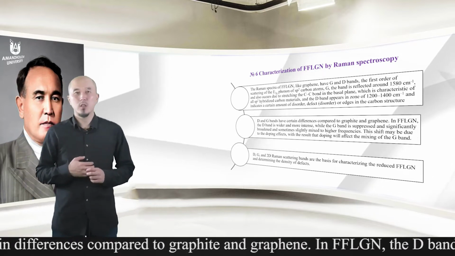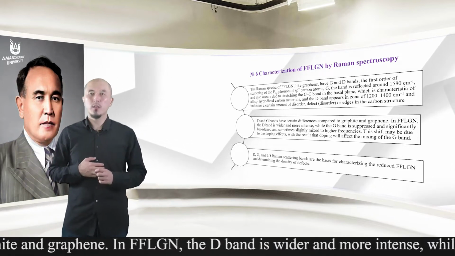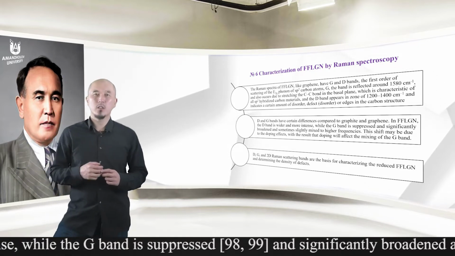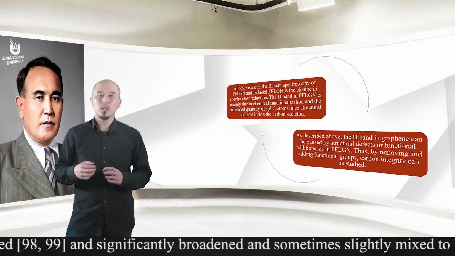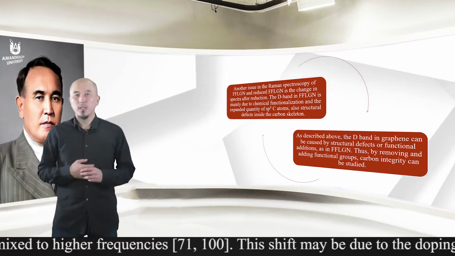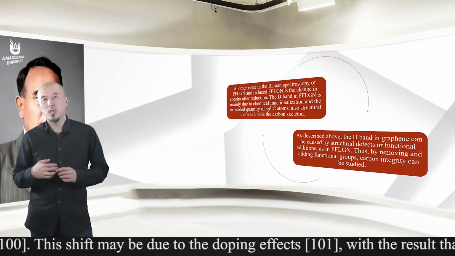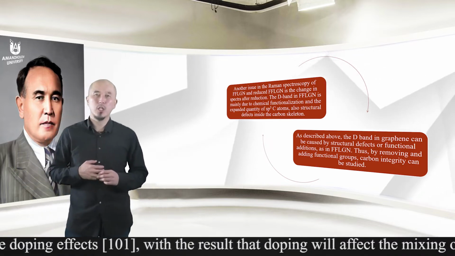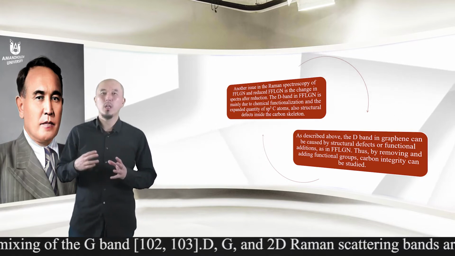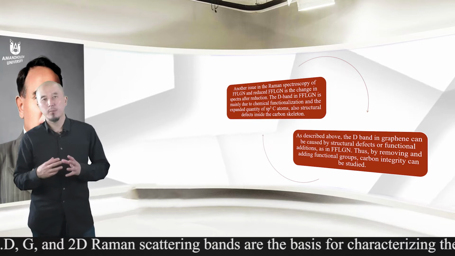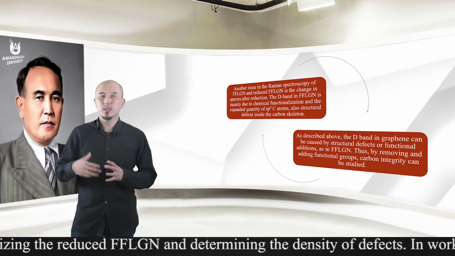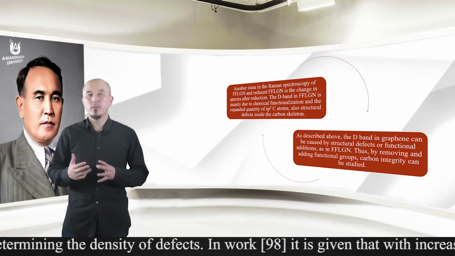band appears in the zone of 1200 to 1400 and indicates a certain amount of disorder, defects, and edge disorder in the carbon structures. D band and G bands have certain differences compared to graphite and graphene. In FFLGN, the D band is wider and more intense, while the G band is suppressed and significantly broadened and sometimes slightly shifted to high frequencies.